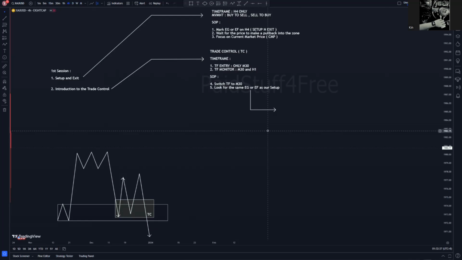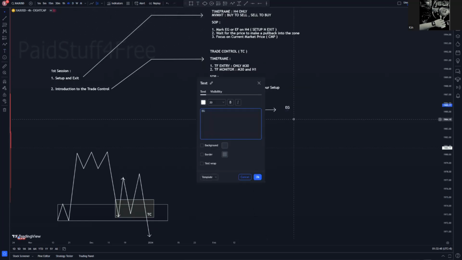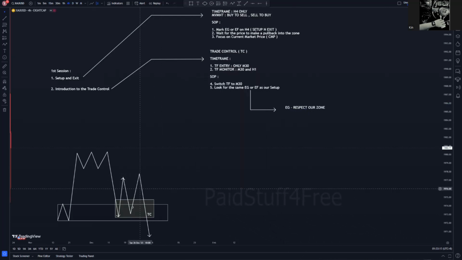So how do we know? We need to look at the current market price. If inside the current market price the price created an EG, and of course this EG needs to be the same as our setup, when the price created an engulfing at the current market price, it shows us that the price is going to respect our zone. So which zone are we talking about right now? Of course, this buy zone.